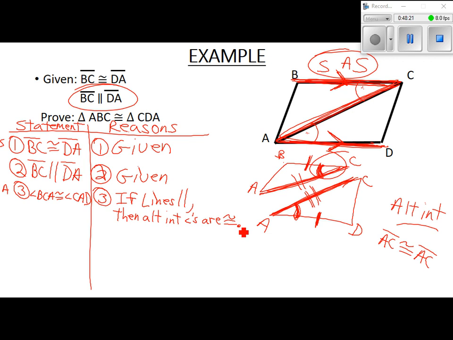I would highly suggest that you put an asterisk or something beside that one, because every time you see parallel, you're probably going to use this reason somewhere. We're going to use it a whole bunch throughout the rest of the year. That's one of those reasons that's going to get used a lot.